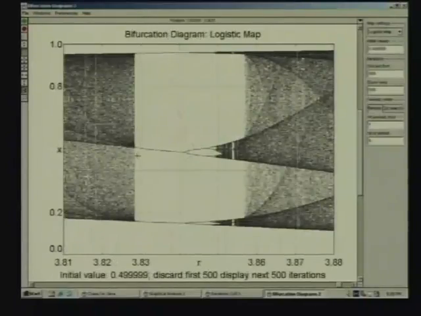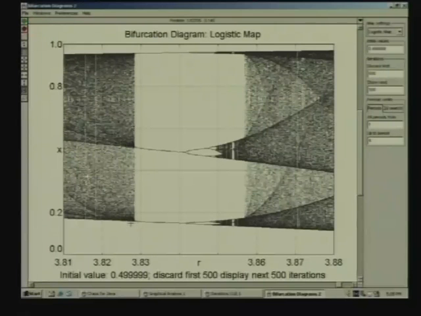So, where exactly is it happening? It is happening here inside the chaotic behavior. It is not here, because here it is firmly periodic, period 3. If you go this way, then very close to this you will find that.